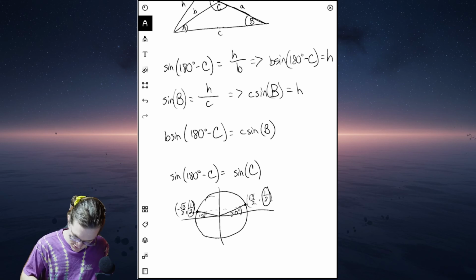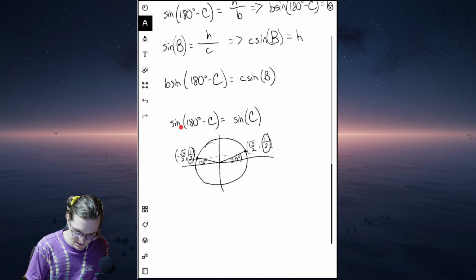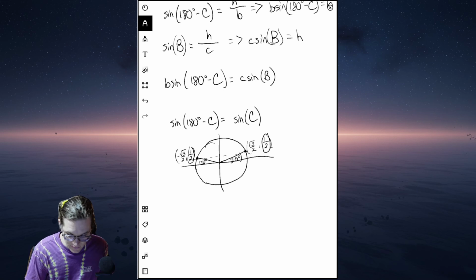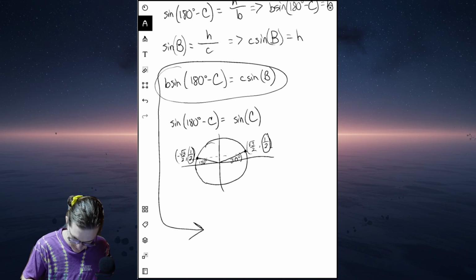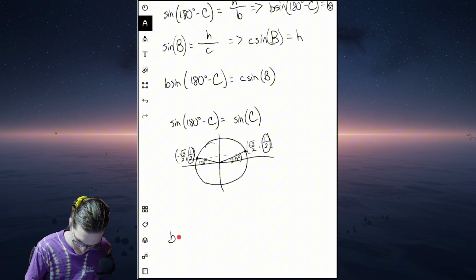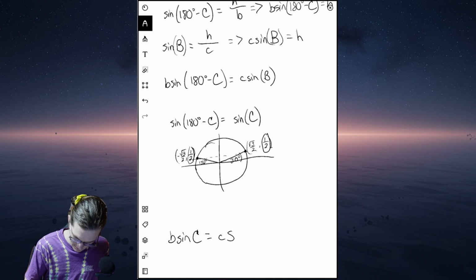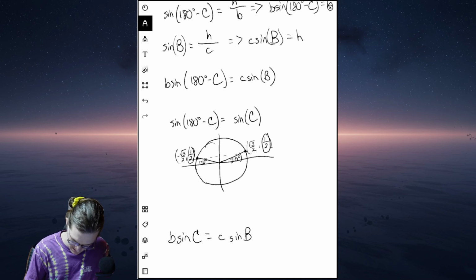So that showed that if I see sine of 180 degrees minus angle, I also can just write that as sine of that angle. So I'm going to actually do that. I'm going to take this, put it there, and write b times sine of C equals c times sine of B. I don't know, my sine s's have been getting so big recently, I don't know what happened.